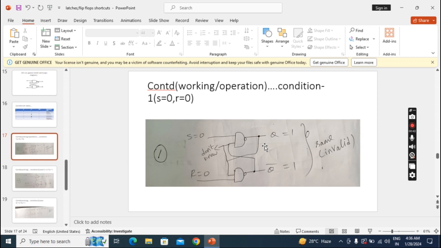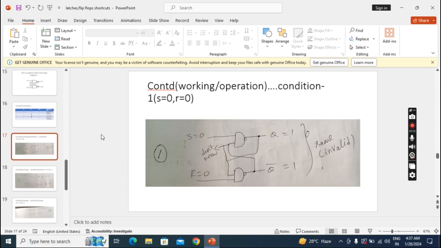What is the NAND gate definition? If any one input is 0, then the output becomes 1. Here also, any input 0, output becomes 1. So Q also becomes 1, Q bar also becomes 1. This is what happens in the first condition. I told you both outputs should be complementary, that is the rule. It is not following that rule. That's why we call it an invalid or not used condition.